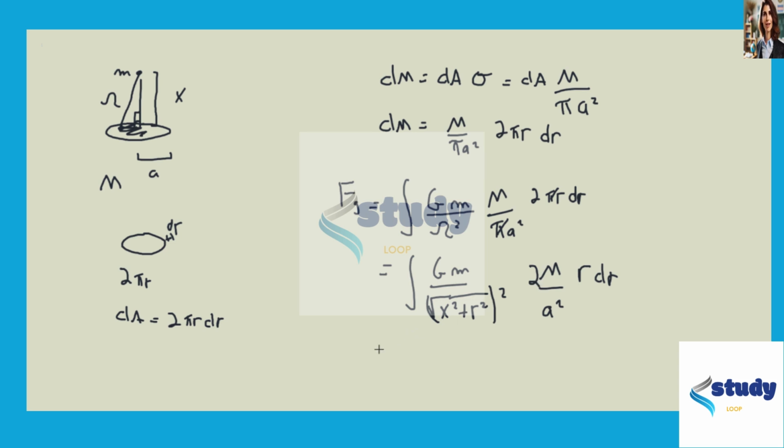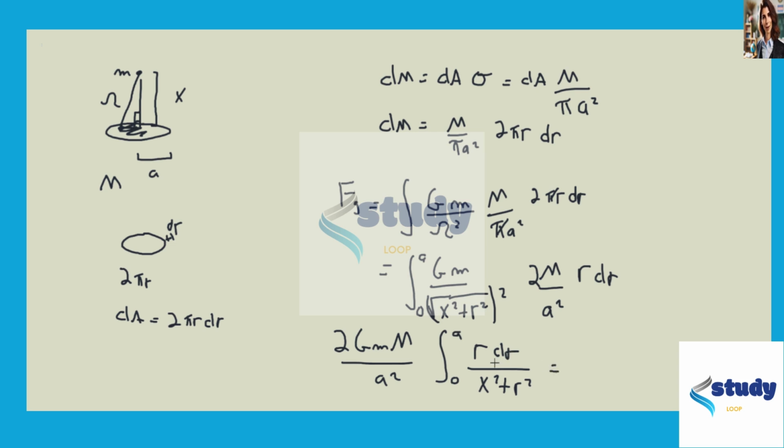So we can bring out some of these constants. We'll have 2 times G little m big M over a squared, and we're just left with our integral of r dr, and then this square gets rid of the square root, so just over x squared plus r squared. Originally this was over the whole mass of the disk, but now that we've changed things to r, we're going from 0 to a. So from rings that have no circumference all the way out to rings that are the full circumference of the disk, from 0 to a.